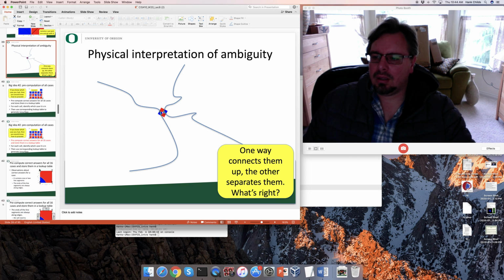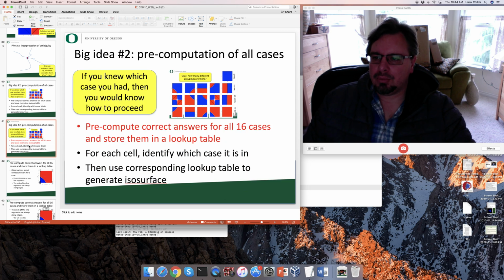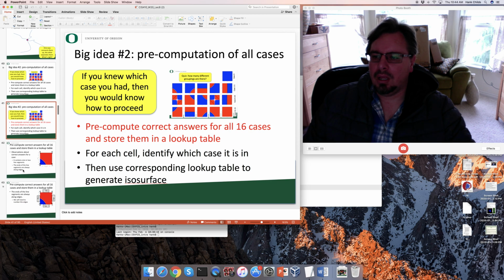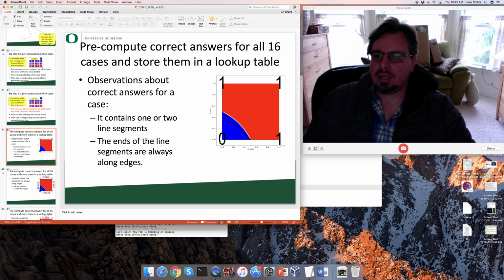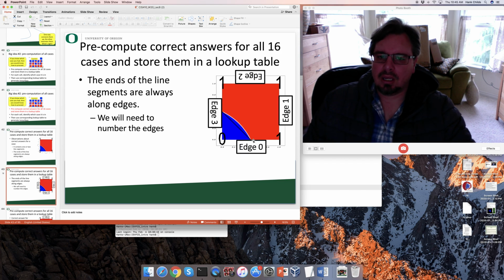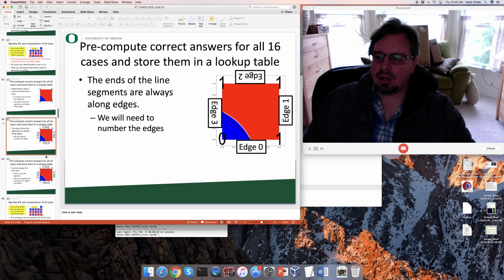And so then the next bit of it was that we were going to pre-compute the correct answers for all 16 cases and store them in a lookup table. And so to make that lookup table, we did a little thinking. We decided that every case had 1 or 2 line segments, and the ends of the line segments are always along edges. And so then we made a convention, and our convention was that we'd have edge 0 on the bottom, edge 1 on the right, edge 2 on the top, and edge 3 on the left. You could have a different convention. That's the convention that I chose.